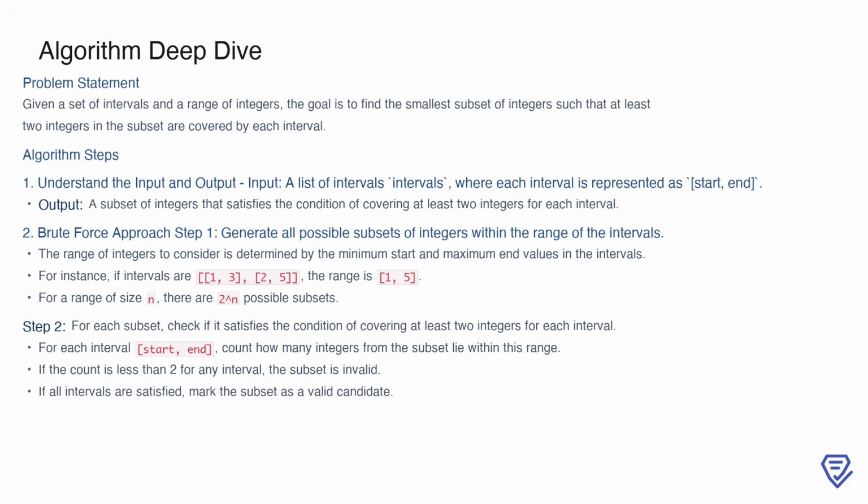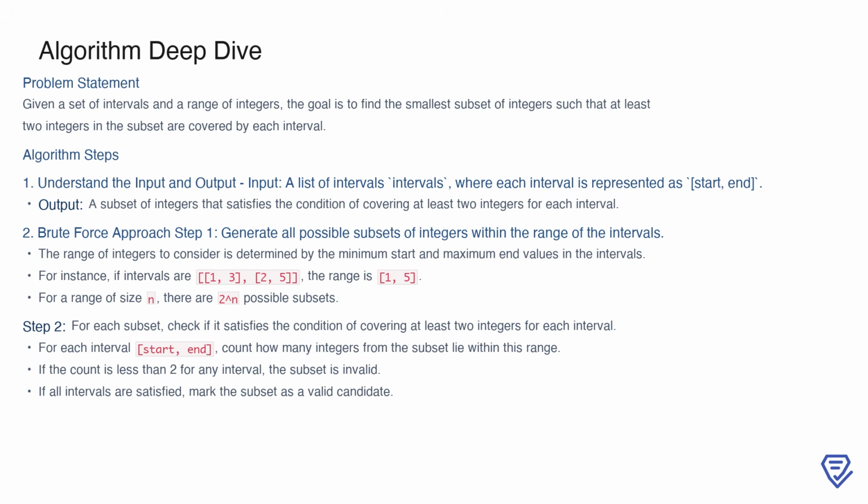The problem we're tackling involves a set of intervals, and the goal is to determine the smallest subset of integers such that each interval has at least two integers from this subset within its range. For example, if the intervals are [1, 3] and [2, 5], we need to find a subset of integers that satisfies this condition for both intervals.